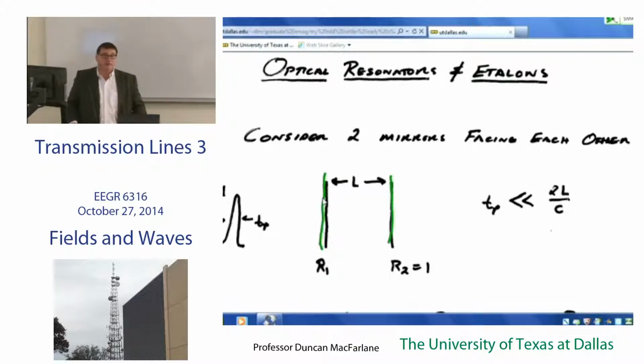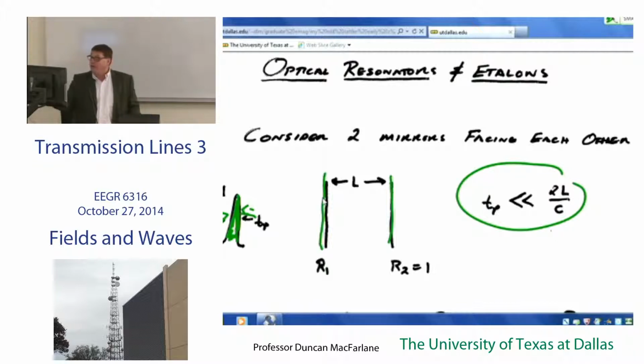You can look at this as two mirrors facing each other, or one plate of glass that's nicely straight. The way I'd like to approach this problem the first time is to say, supposing I have a short pulse, and what I mean by that is that the width of this pulse is much less in time than the round trip of that cavity, of that little structure, of that Etalon structure.